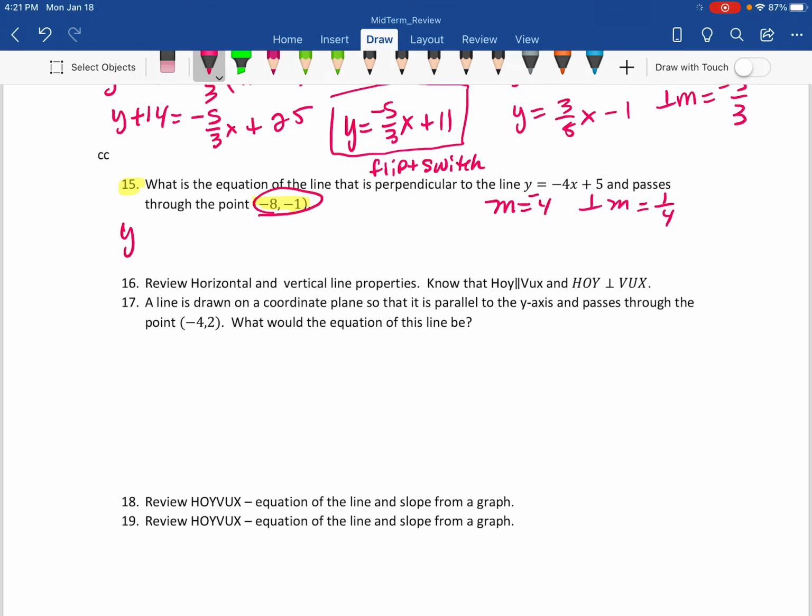So that's going to be y plus 1 is equal to 1/4 times (x plus 8). So that's going to become y plus 1 is equal to 1/4 x plus 8 divided by 4, which is 2, times 1 is 2. We're going to subtract 1. That gives me y is equal to 1/4 x plus 1. That will be the equation of the line that's perpendicular to that and passes through that point (-8, -1).